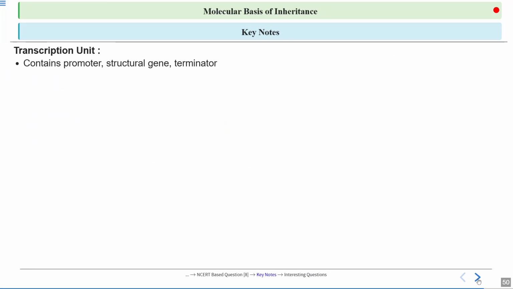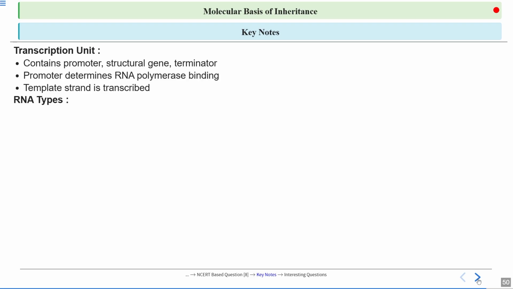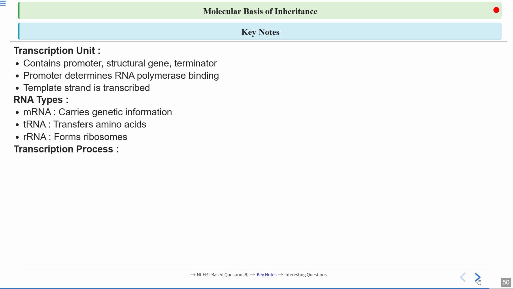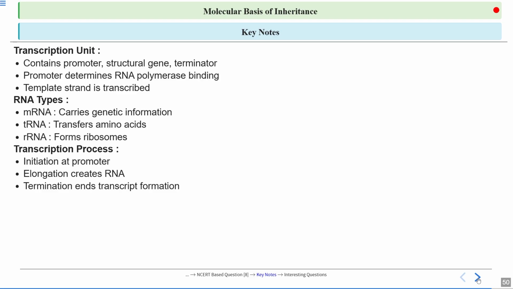Now, what are today's keynotes? A transcriptional unit contains a promoter, structural gene and terminator. Promoter determines RNA polymerase binding, and the template strand is transcribed. And then there will be termination of this transcription process. RNA types: mRNA carries genetic information, tRNA transfers amino acids, and rRNA forms the ribosome. Then the transcriptional processes: initiation at the promoter will occur, then elongation creates RNA, and then termination ends the transcript formation.